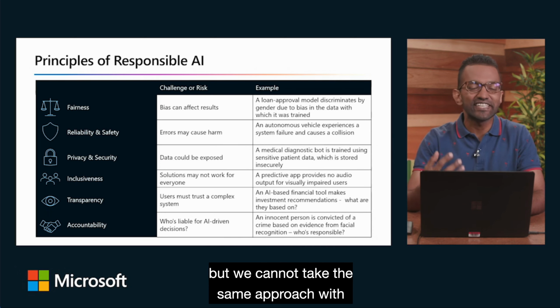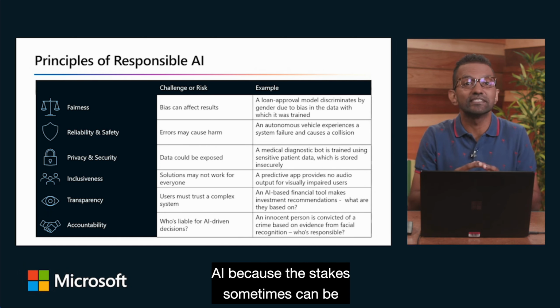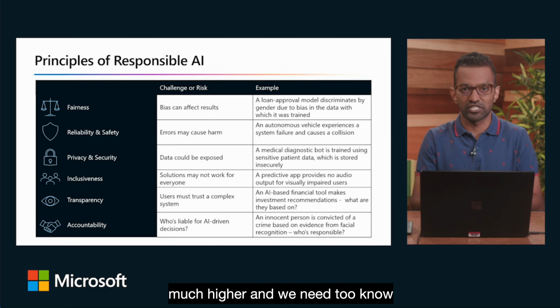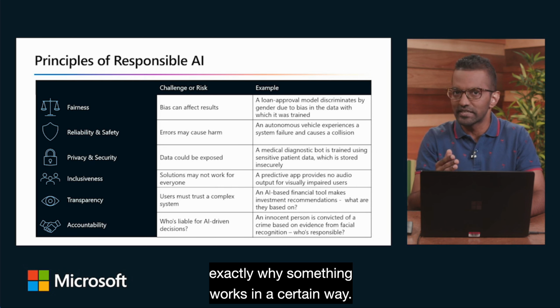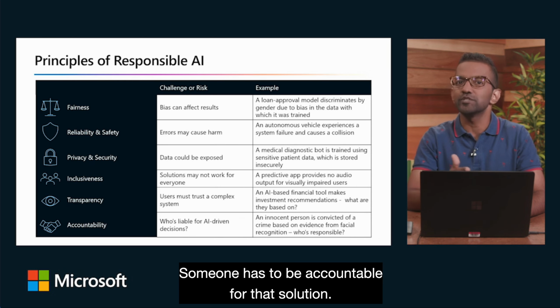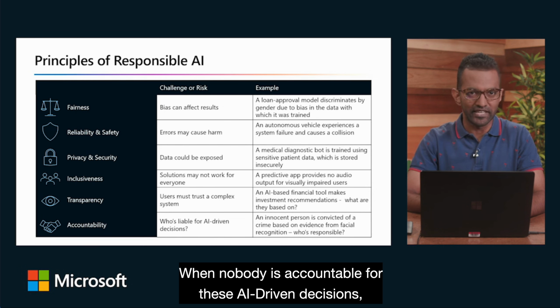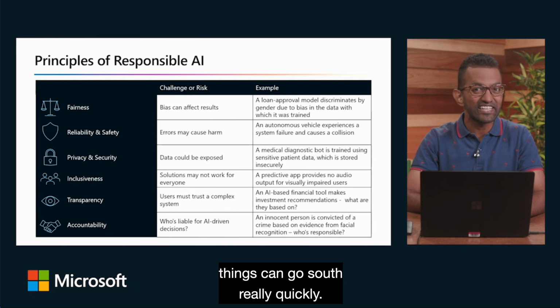But we cannot take the same approach with AI because the stakes sometimes can be much higher. And we need to know exactly why something works in a certain way. Someone has to be accountable for that solution. When nobody is accountable for these AI-driven decisions, things can go south really quickly.